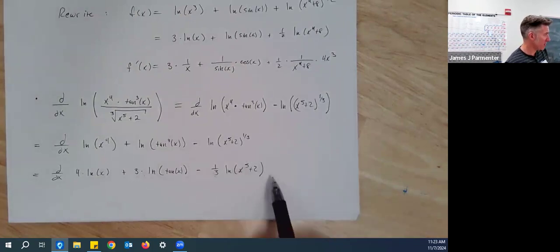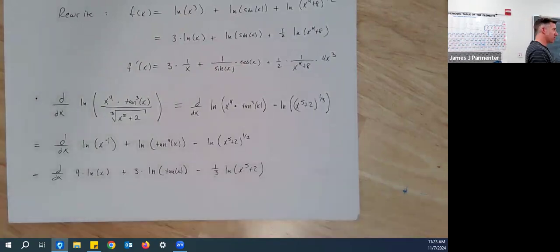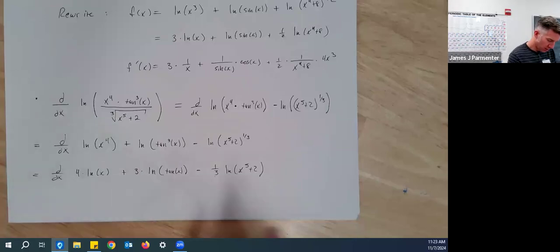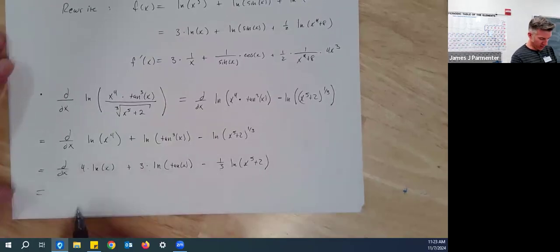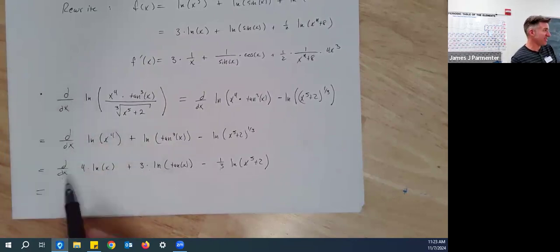You can't break up x to the fifth plus 2 anymore, right? There's no good rule for the logarithm of something added together. It's only for logs of products or quotients, not for sums or differences. So then we take the derivative. That's why I've written this derivative thing every time, because I still have to take the derivative.